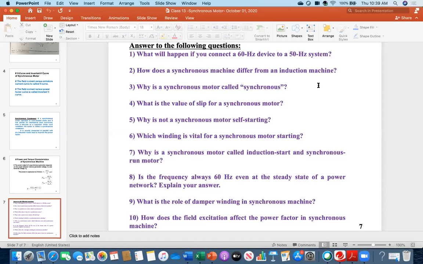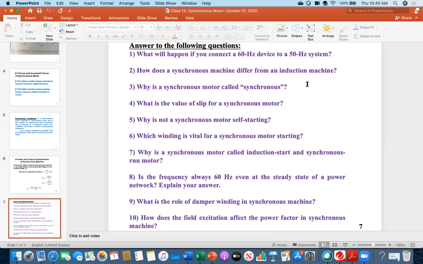Is there any other points? So for example, was there any damper winding in induction machine? No, there is no damper winding. So therefore the third point will be induction machine does not have damper winding, but synchronous machine has damper winding because it is needed to initially start the motor.